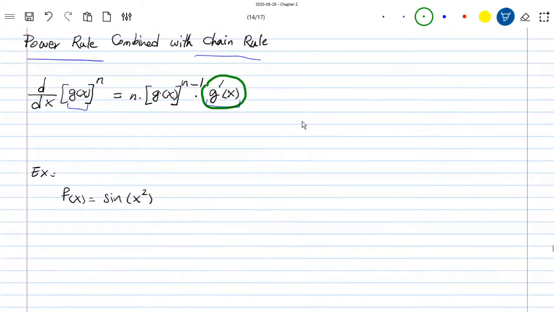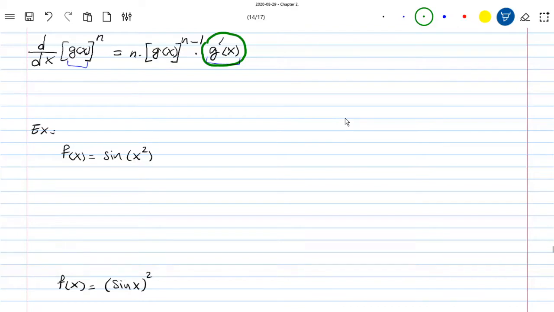Okay, so here's a simple example. What you have is a sine function operating on an x squared function. So this is an inside function g. This is an outside function f. I'm going to avoid writing f and g because there is already an f.